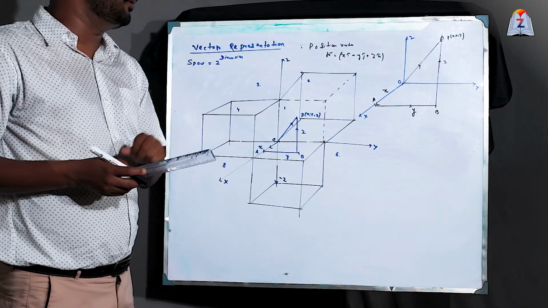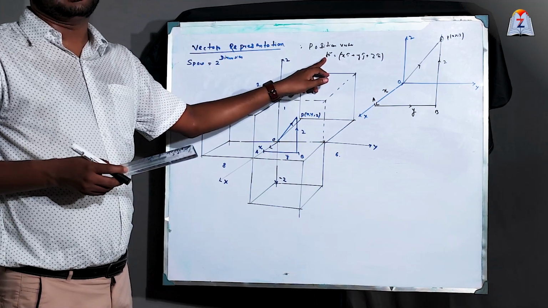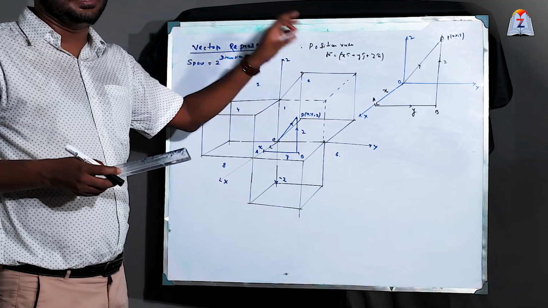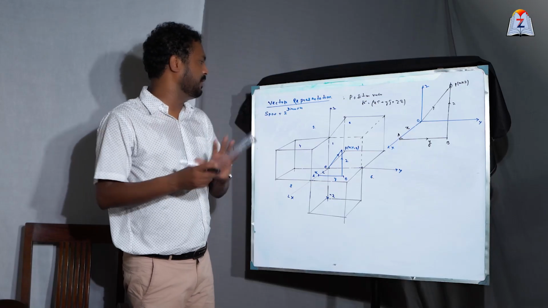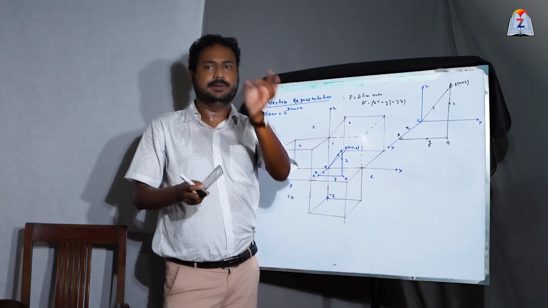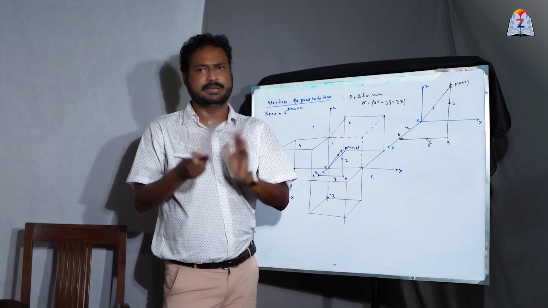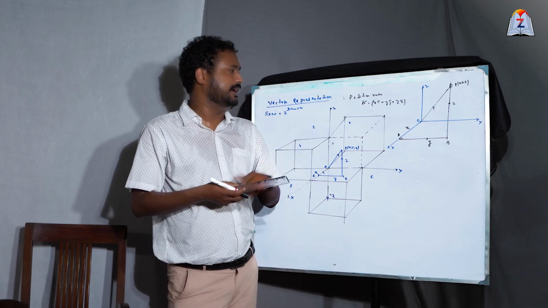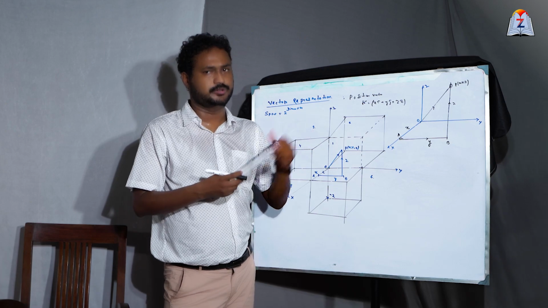Now we try to discuss the magnitude of this vector. First we represent the vector. Suppose you have a point 2, 3, 1. Then the vector is 2i plus 3j plus 1k. Just simply. Okay. Next, try to find out the magnitude of the vector. Okay.